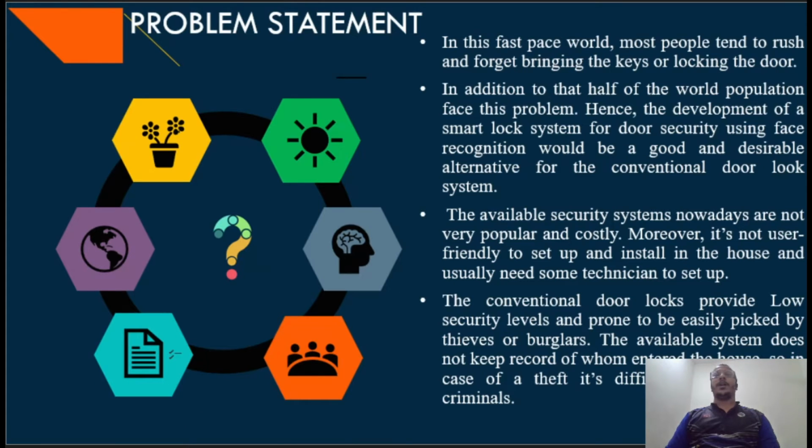For the problem statement, I can conclude it in 4 points. We have low security in the normal door system. People always forget their keys or to lock the door. The available systems like fingerprint and RFID are not very secure, and they are costly, not easy to set up and use, and they are difficult to install.